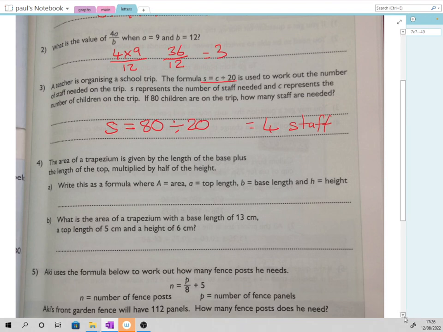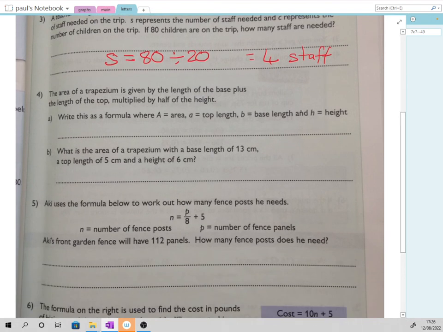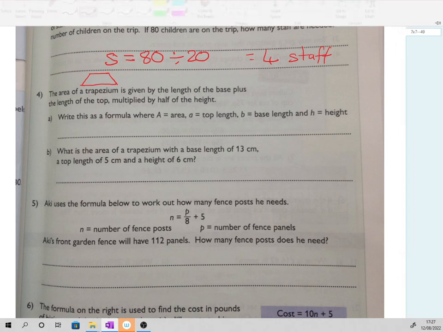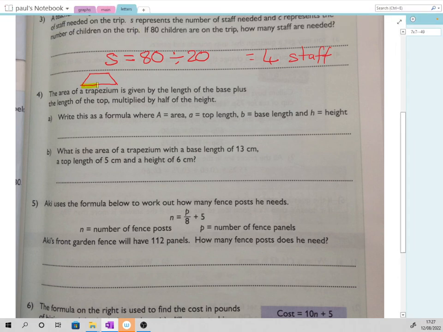So, the area of a trapezium. What's a trapezium? A trapezium looks like that. We'll get onto that later on with shapes. The area of a trapezium is given by the length of the base. Well, that's the base. Let's highlight. That's the base. Plus the length of the top multiplied by half of the height. So it's complicated.